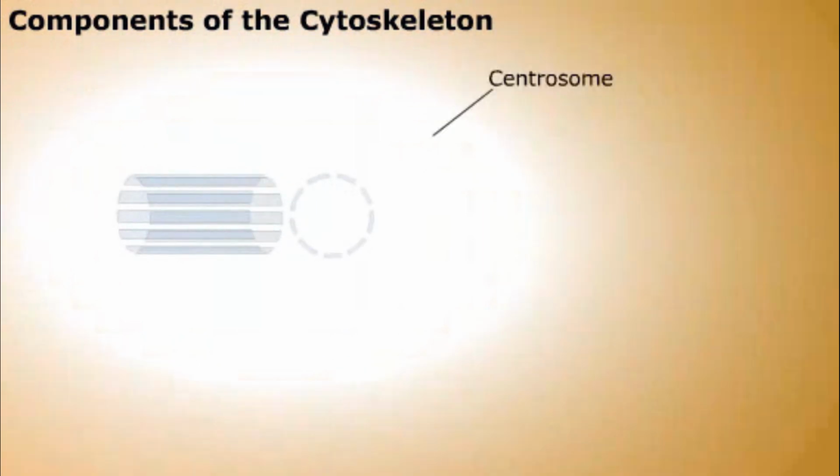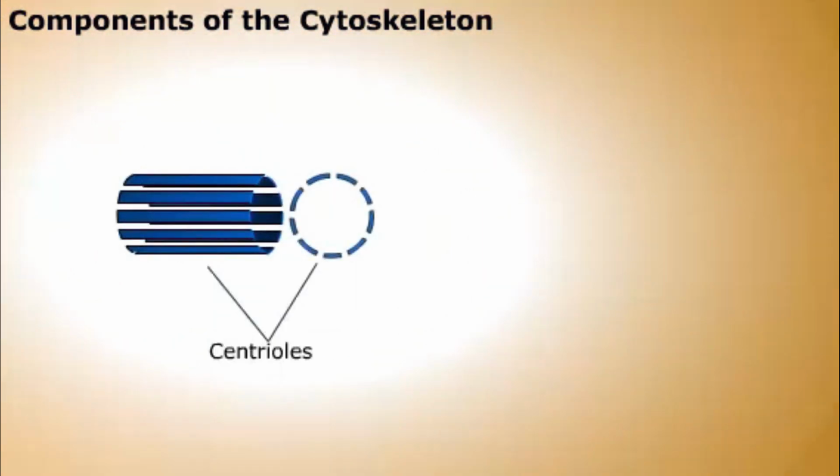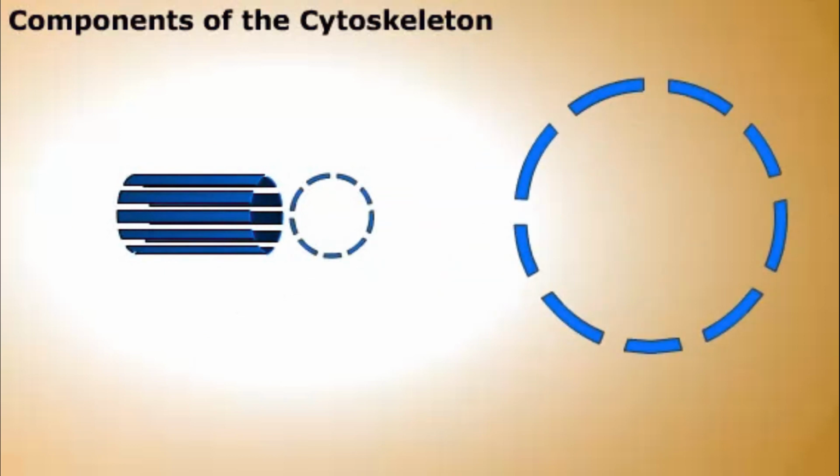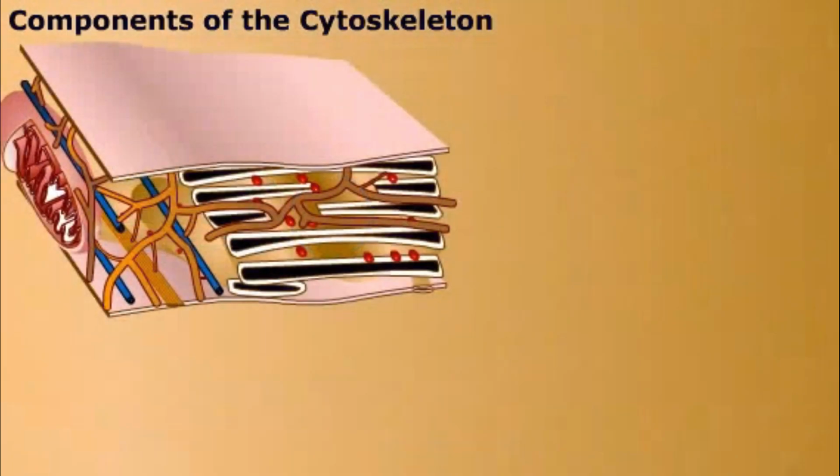Microtubules are produced near the nucleus in an area of the cell called the centrosome. A pair of small organelles called centrioles is found within the centrosome. These are made of a ring of 9 groups of 3 microtubules each. Centrosomes and centrioles both play a role in cell division, as we'll see when we study mitosis.